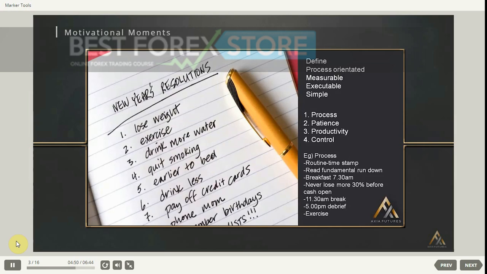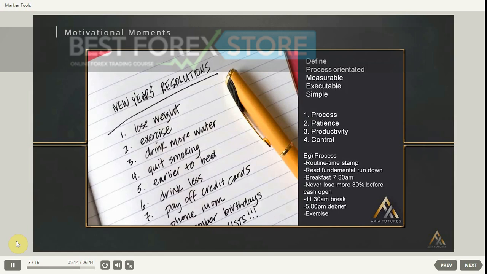Then I need to read the fundamental rundown. I need to have my breakfast at 7:30 a.m. I need to ensure I never lose more than 30% of my allocated capital before the cash open. I need to take a break at 11:30 a.m. I have to do a debrief come 5 p.m. and I need to do some form of exercise during or at the end of the day.